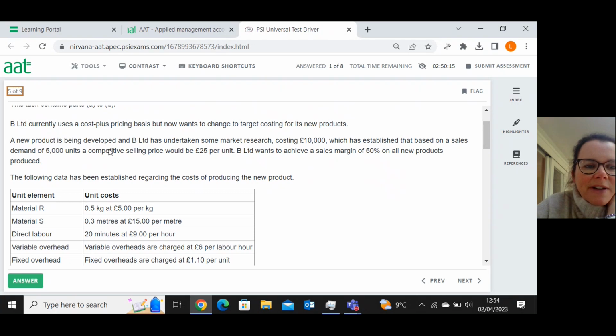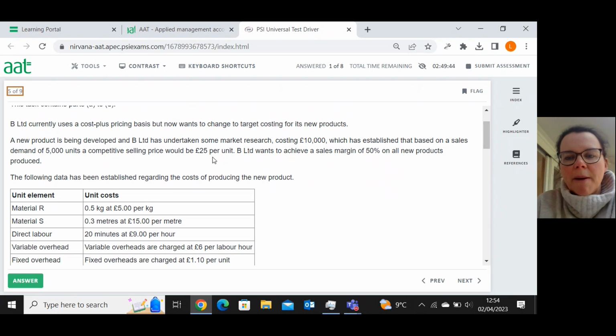A new product is being developed and B Limited has undertaken some market research, which cost £10,000. Well, that's not relevant to the cost of a product because it's market research. It's too far removed from the product itself to be part of their cost. So we can ignore that basically, which has established that based on a sales demand of 5,000 units, a competitive selling price would be £25 per unit.